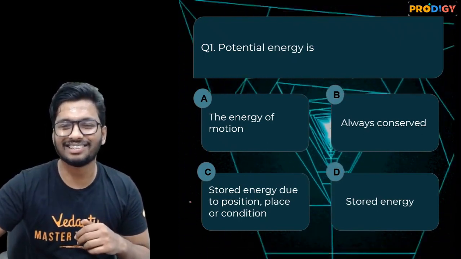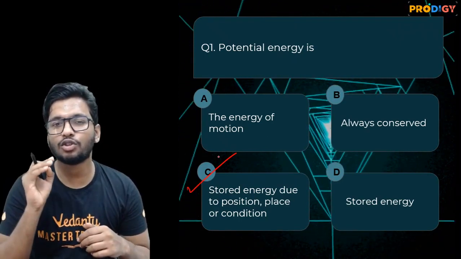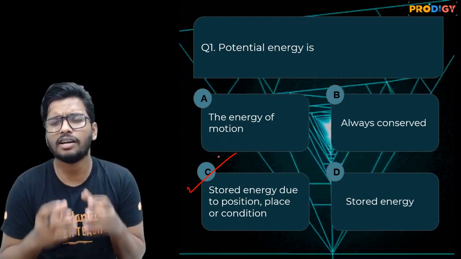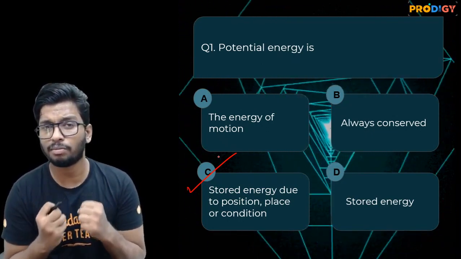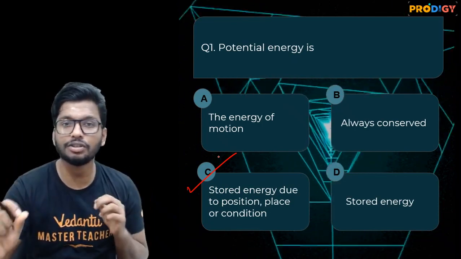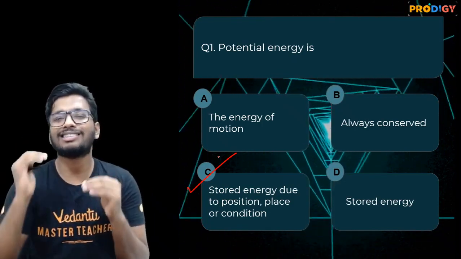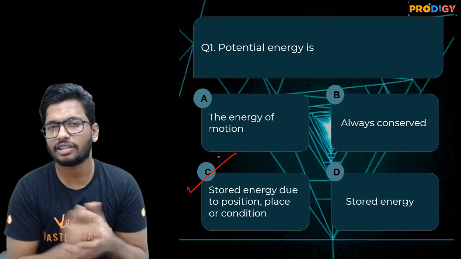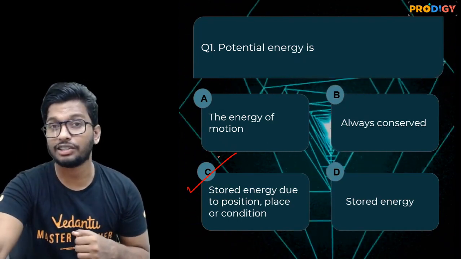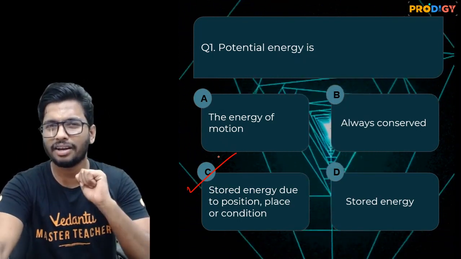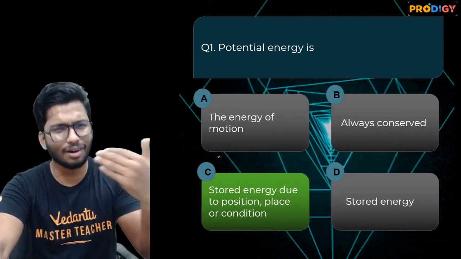But nonetheless, the answer to this question is option number C, people. It is the stored energy. Potential energy is nothing but the energy possessed by the body by virtue of its position or its state of rest. A body which is in the state of rest, that is what is called potential energy. All right, I hope you guys remember it, because you'll be using all those concepts once again.